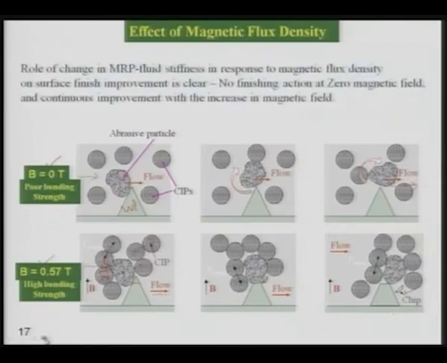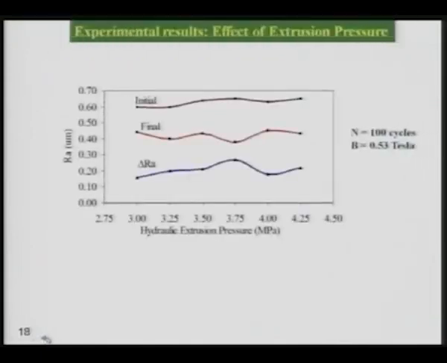So the role of change in MRP fluid stiffness in response to magnetic flux density on surface finish improvement is clear. No finishing action at zero magnetic field, that I have shown here, B equal to 0 Tesla, and continuous improvement with the increase in magnetic field, that I have shown in the earlier slides also.